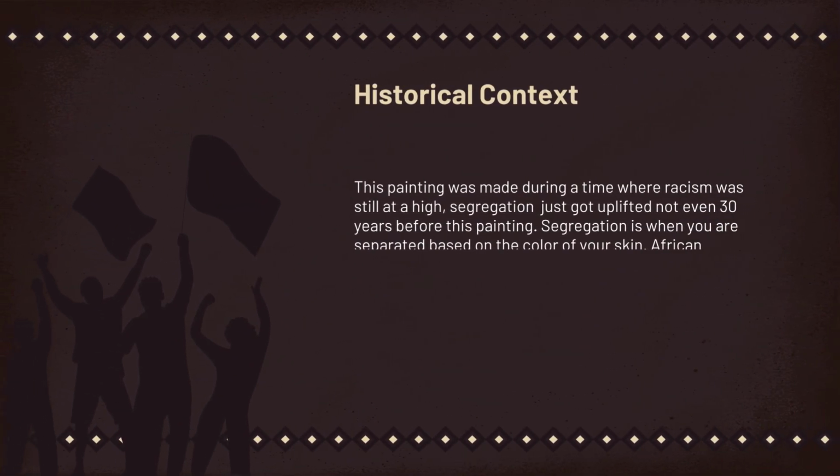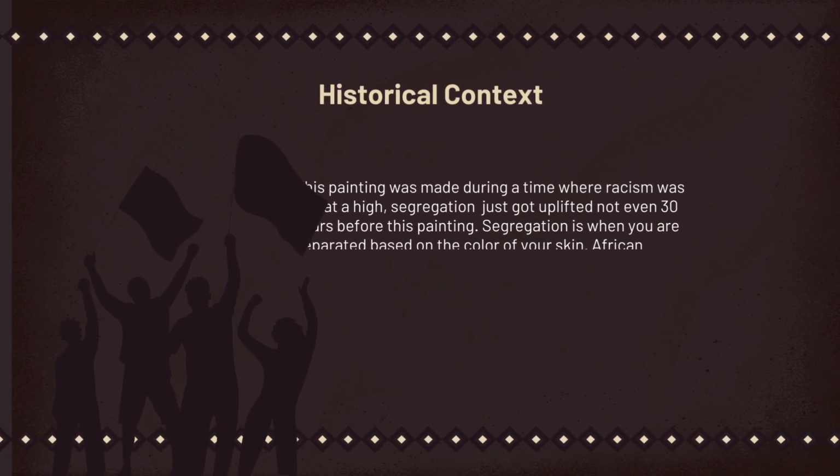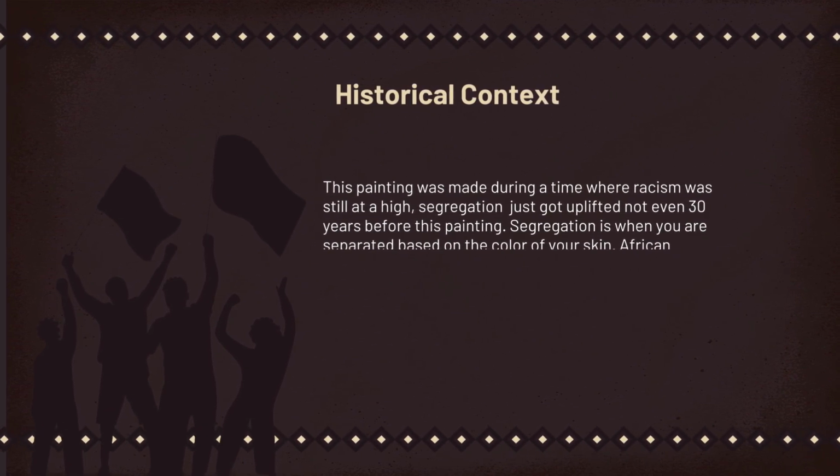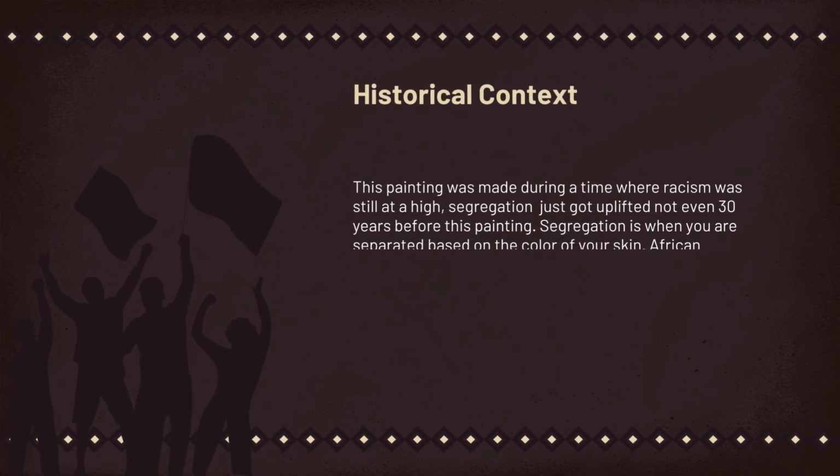So, little historical context. This painting was made during a time when racism was still at a high. Segregation just got uplifted not even 30 years before this painting. Segregation is when you are separated based on the color of your skin. African American people were treated very badly. Their living conditions and opportunities were poor.